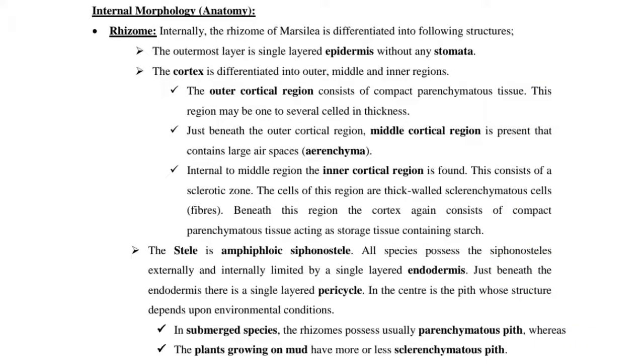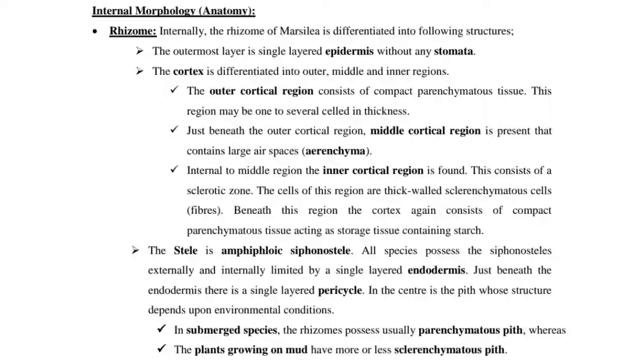Internal morphology. Anatomy. Rhizome. Internally, the rhizome of Marsilea is differentiated into the following structures. The outermost layer is single-layered epidermis without any stomata. The cortex is differentiated into outer, middle and inner regions. The outer cortical region consists of compact parenchymatous tissue. This region may be 1 to several cells in thickness. Just beneath the outer cortical region, the middle cortical region is present that contains large air spaces, parenchyma.